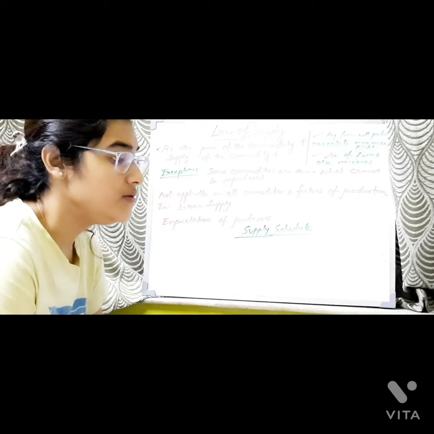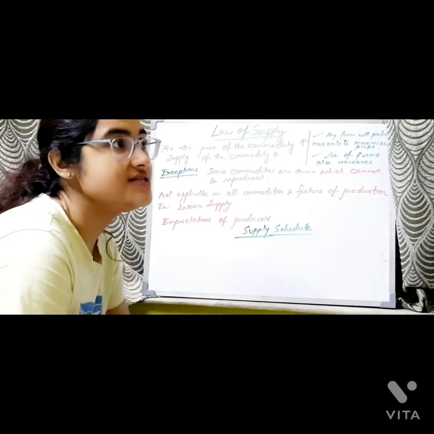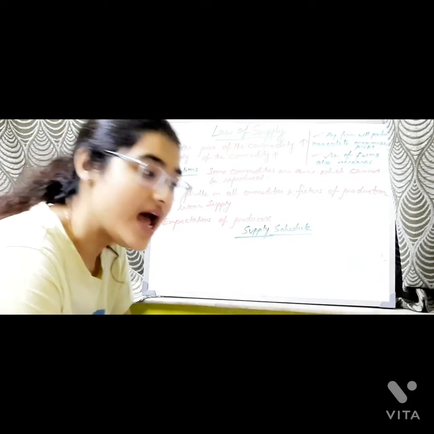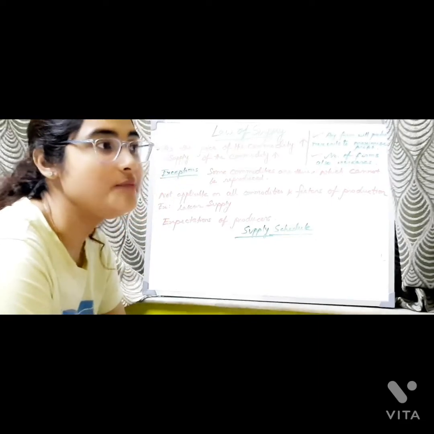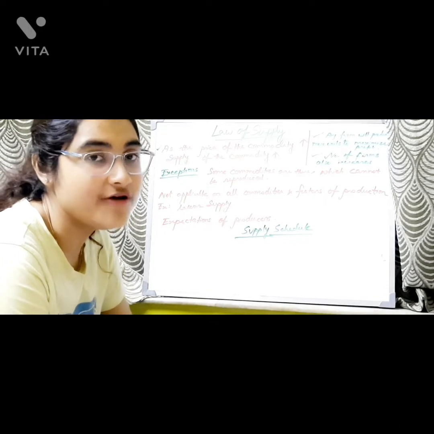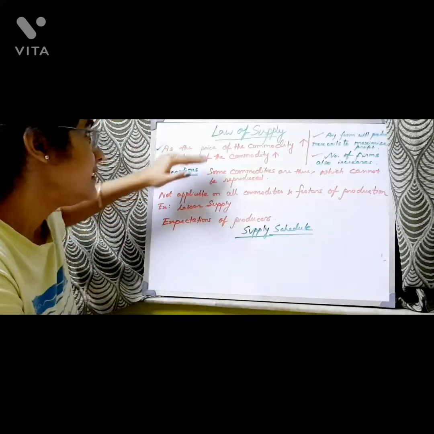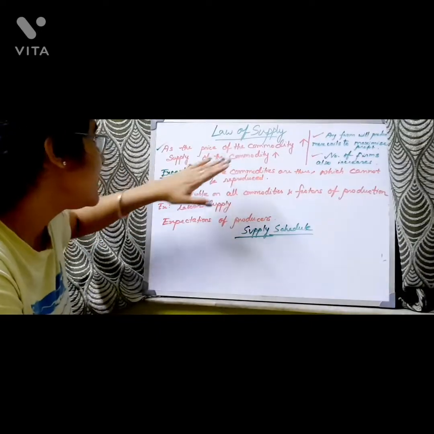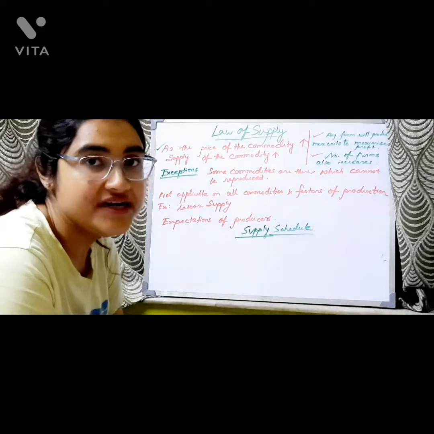if I am producing a particular product which is made from a very scarce material, and I know even if the price increases, I will be able to supply that product in that quantity only. I cannot produce more of that product from the scarce material. So in that case, the law of supply doesn't apply. The law of supply is not applicable to all commodities and factors of production.